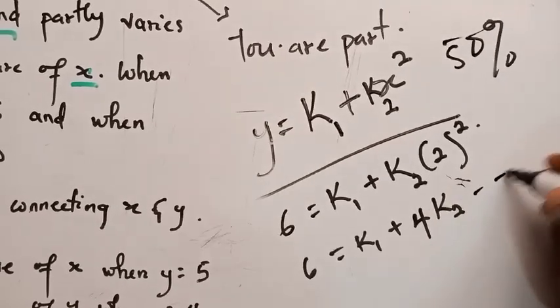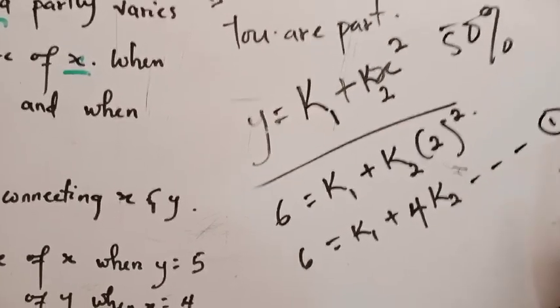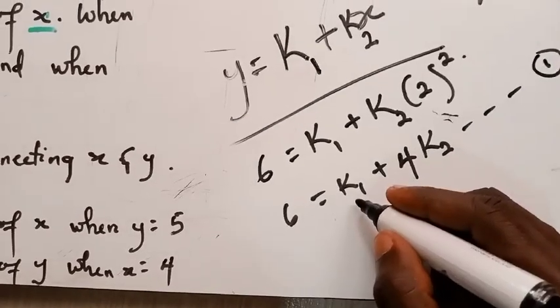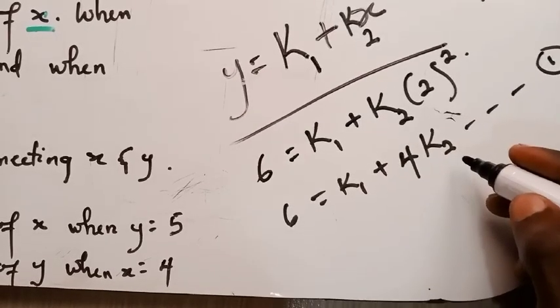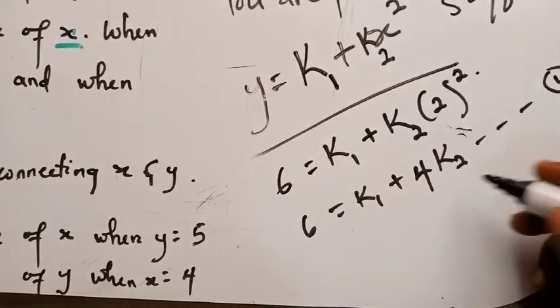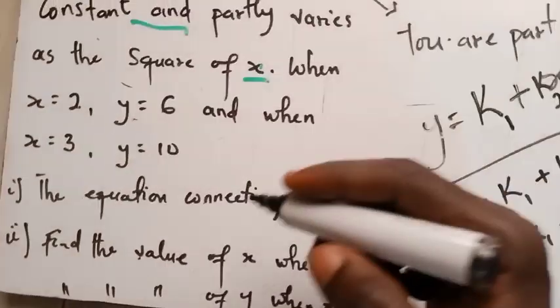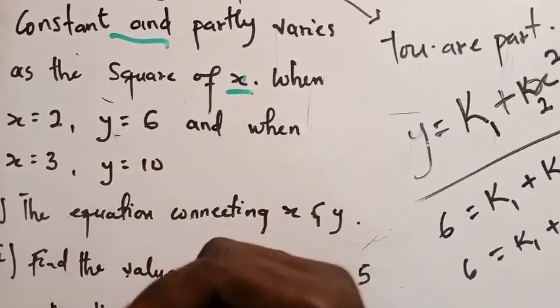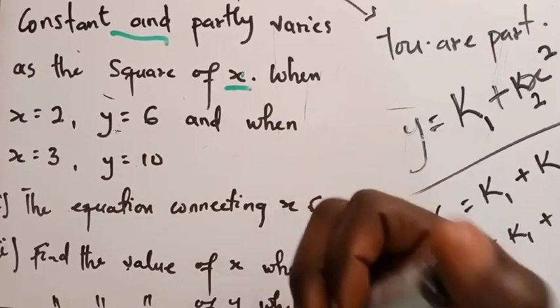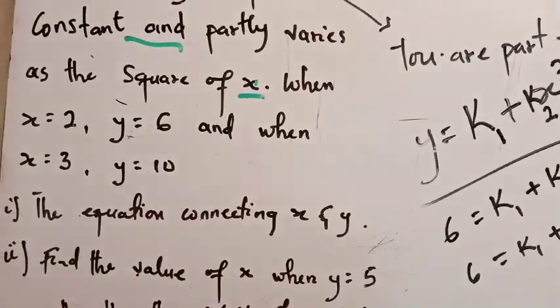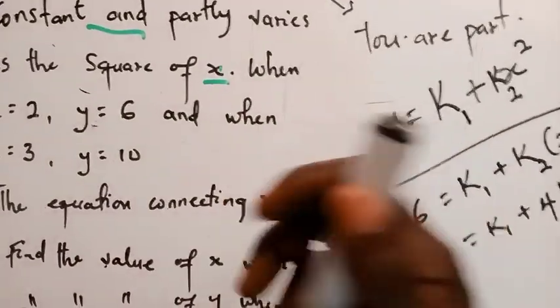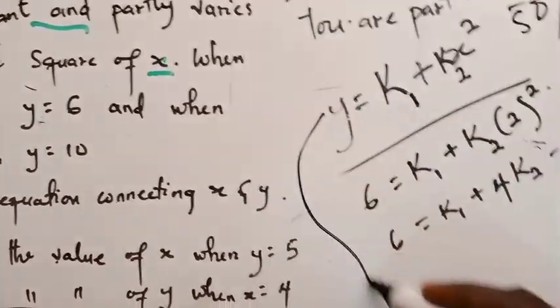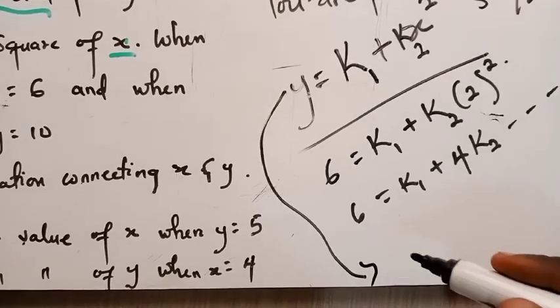Now let's name this equation 1, because why are we naming it? We don't know the values of this, for us to find the values of the second one. Is that okay? Now the second part here is saying that when s is equal to 3 and y is equal to 10, right? So when s is equal to 3 and y is equal to 10, what is happening? You have to substitute that again into this equation to have the second one.